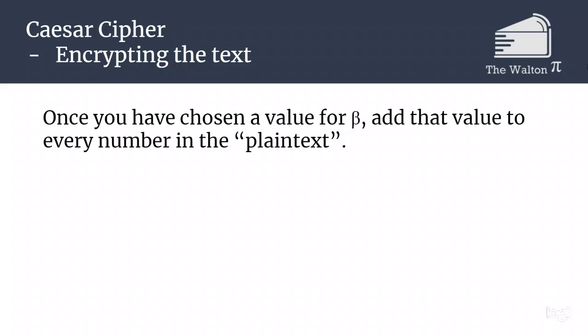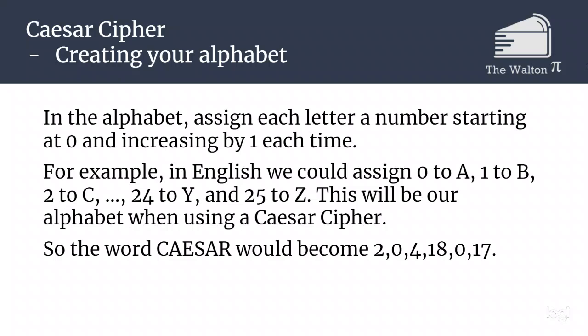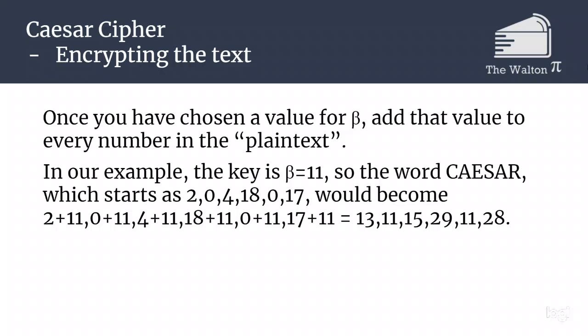Once we've chosen a value for beta, we're going to add that value to every number in the plain text. The plain text is this series of numbers 2, 0, 4, 18, 0, 17, which represent the numbers corresponding to the letters in our original message before we've changed anything. So once we have our key value beta, we add beta to every number in the plain text. So here our key is beta equals 11, so we will add 11 to every number in the word Caesar. So we get 2 plus 11, 0 plus 11, and so on. And we get the numbers 13, 11, 15, 29, 11, and 28.